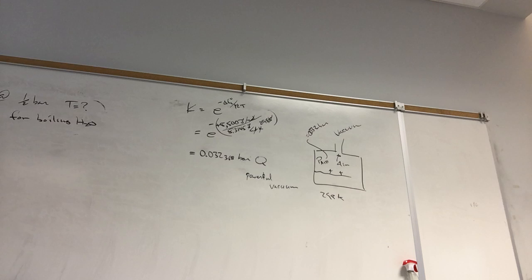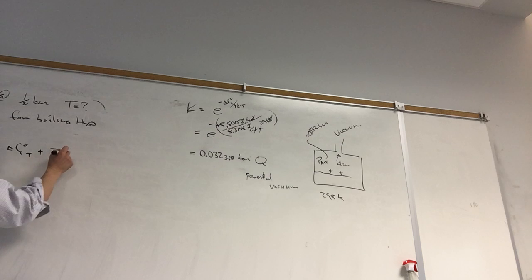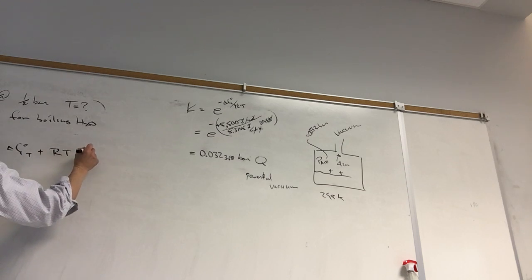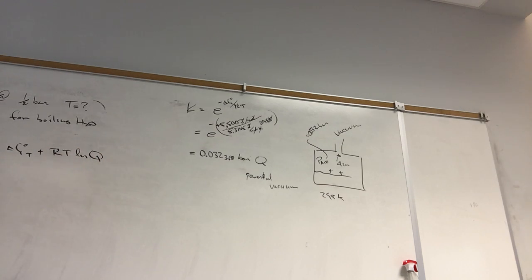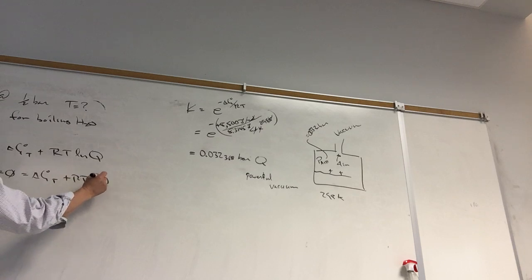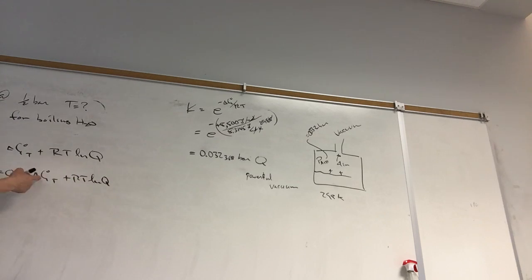So delta G at temperature T equals delta G naught at temperature T, plus RT ln Q. We want this to boil, so we want delta G at this particular temperature to go through 0. It's going to go positive to 0, which is equal to delta G naught at temperature T plus RT ln Q. Okay, what is delta G naught at temperature T?